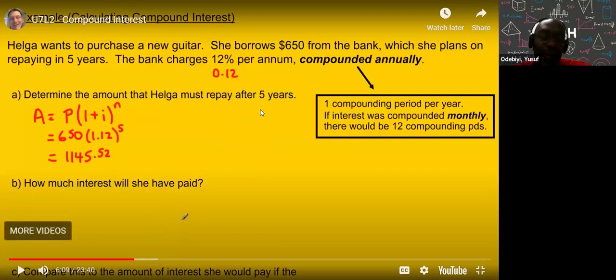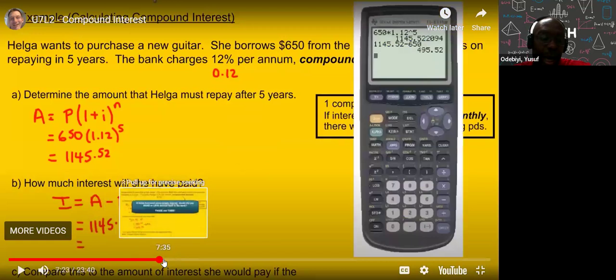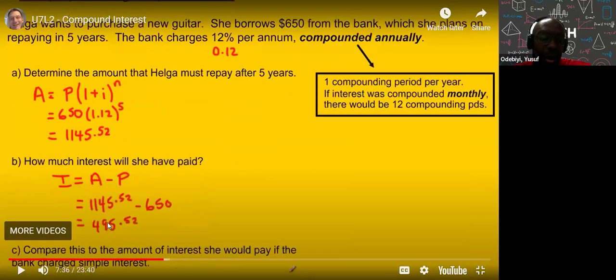All right, part B asks, how much interest will she have paid? Basically, you're going to subtract the new amount, 1145 minus 650. So if you do that math, she basically gave them almost $500 in interest, right? It originally cost her 650, but in actual fact, she had to pay another $500 to borrow the money.